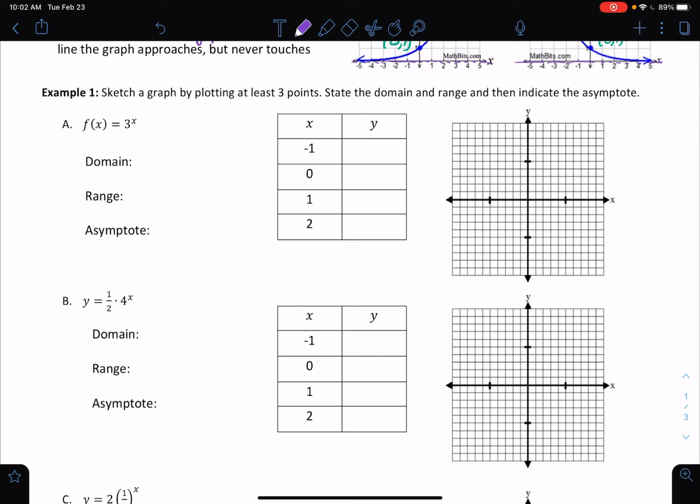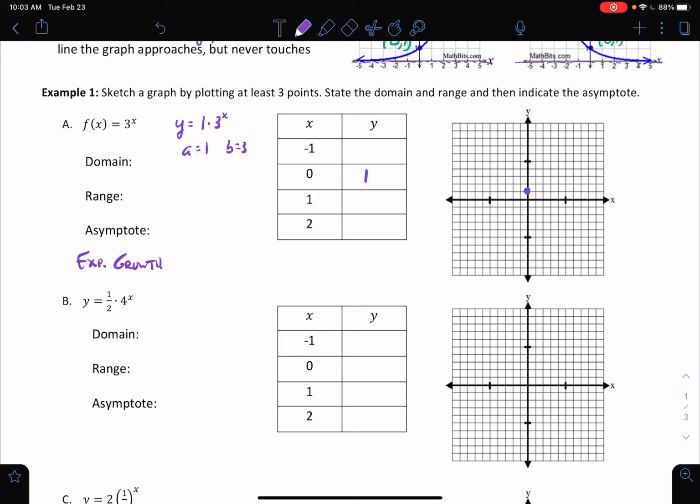So we've got f of x equals 3 to the x. Now remember, F of x is just a fancy way of saying y, so we can rewrite this as y equals 1 times 3 to the x. I'm doing it that way so you can see that the a value is 1 and the b value is 3. So this is exponential growth because the b value is greater than 1. With the a value being 1, that's our y-intercept, so we can start by plotting that point. And then we can plug in some other values.